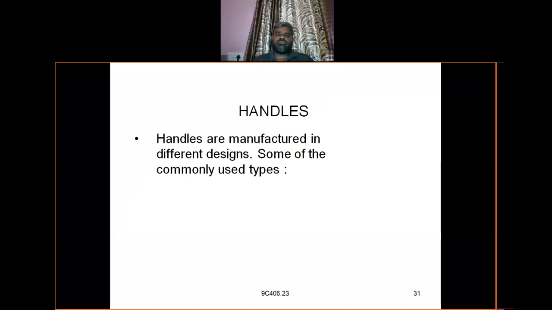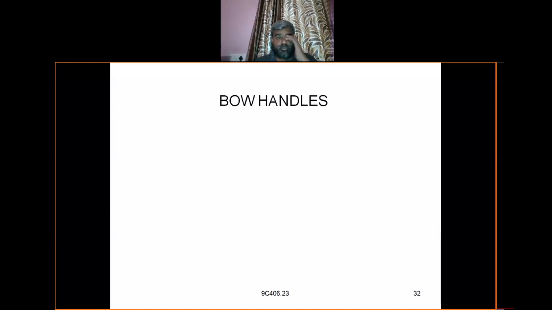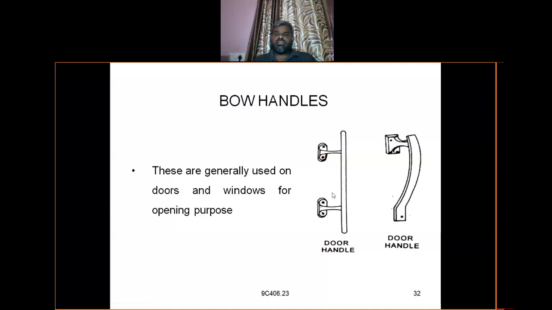And now, hinges, bolts and handles. Handles are manufactured in different designs. Some of the common types are bow handles, lever handles, wardrobe handles. This is a bow handle. These are generally used on doors and windows openings for the purpose of opening. See, these are the bow handles.